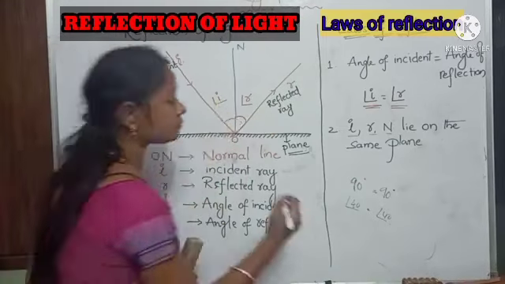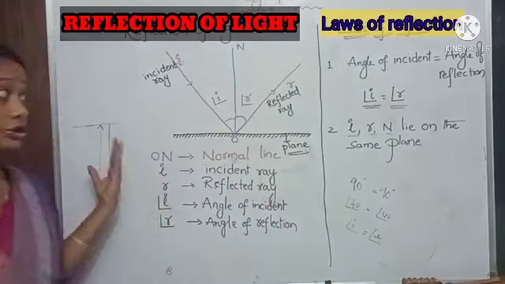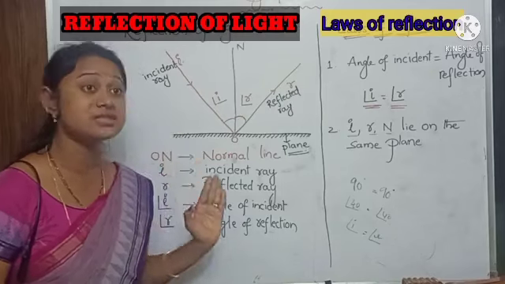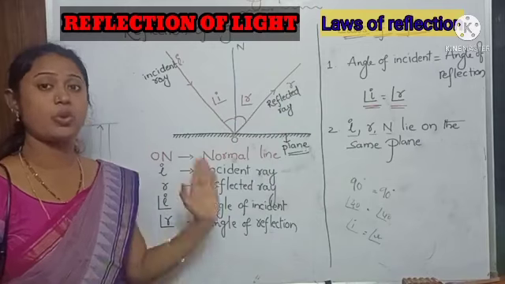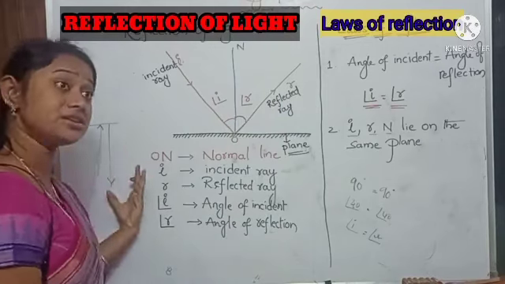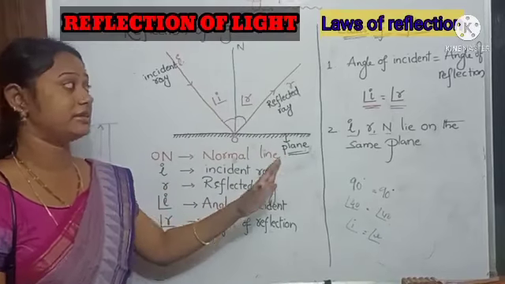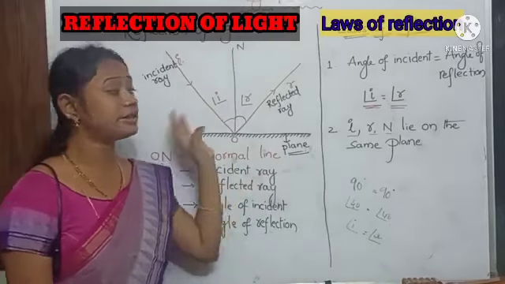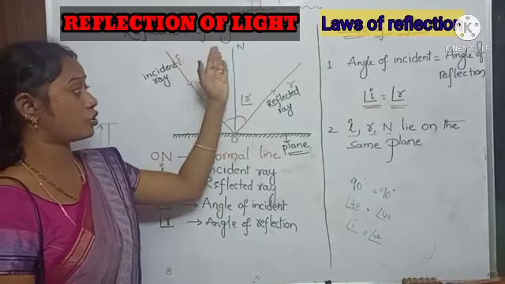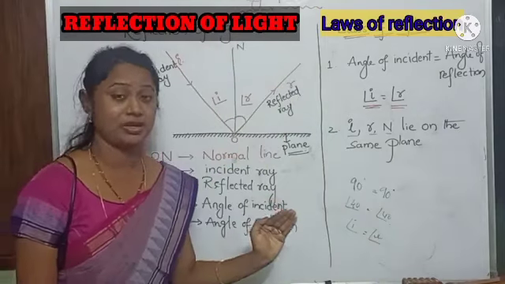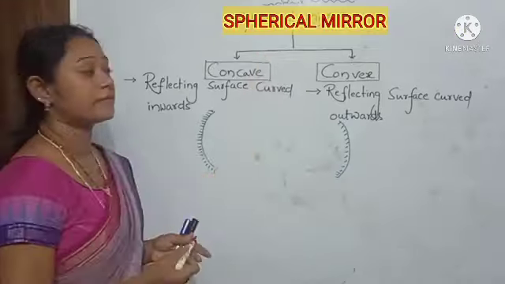Here the angle I is equal to angle R. That means whatever the angle of incidence may be, the same will be the angle of reflection also. Both are equal. If it is 90 degrees, then that is also 90 degrees. If it is 30 degrees, that is also 30 degrees. Next, the three lines are placed on the same plane: the incident ray, the normal ray and the reflected ray. This is about the reflection of light.